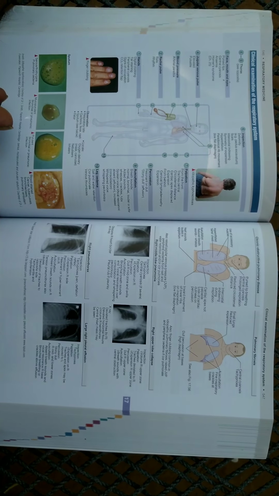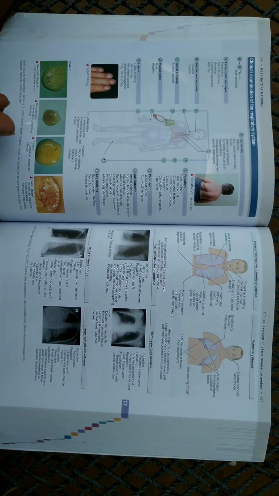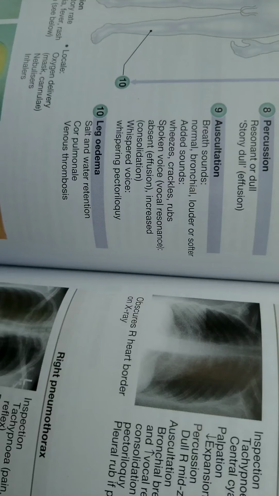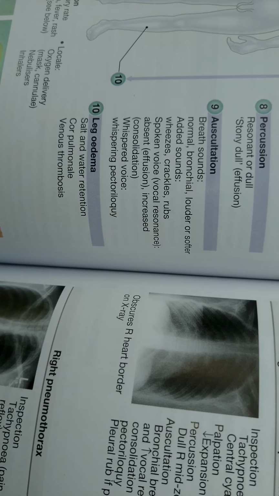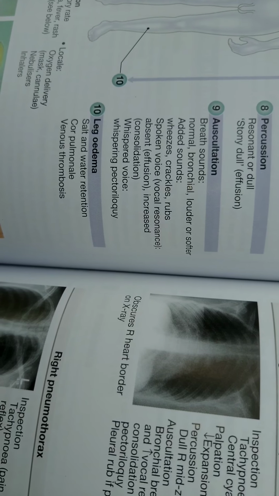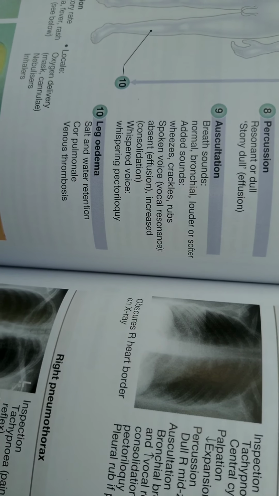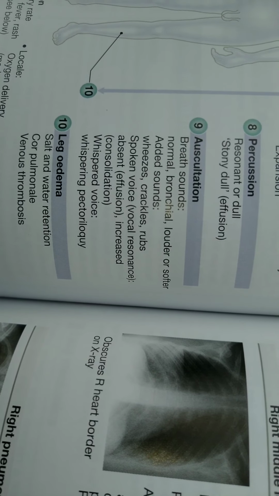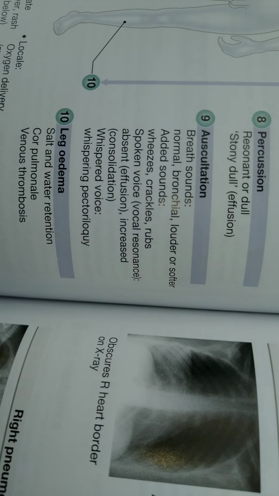What is the percussion? Resonance or dull, or stony dull. What is the auscultation? Breath sounds, normal, bronchial, louder or shorter, added sounds. Wheezing, crackles, rubs, spoken voice, vocal resonance. Absence is the effusion, increased is the consolidation.